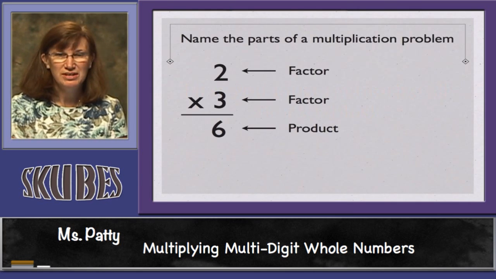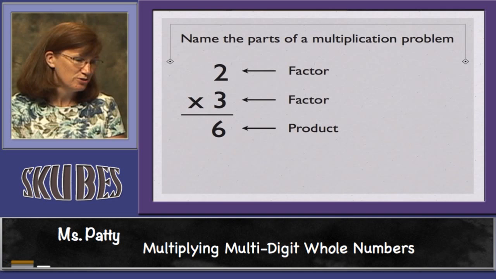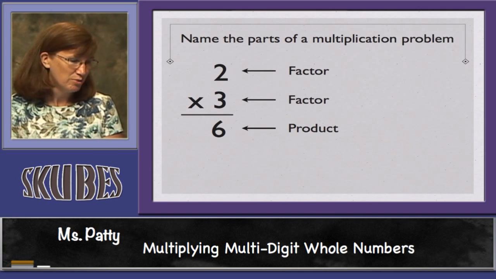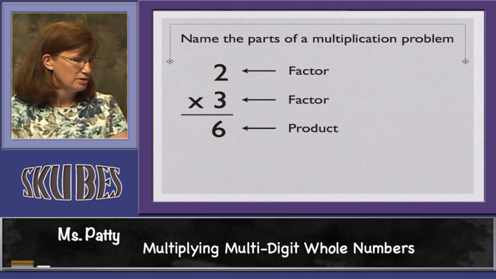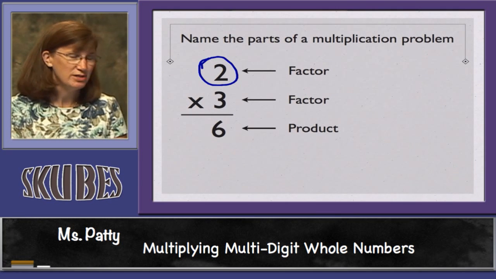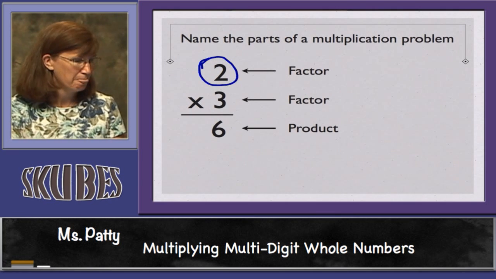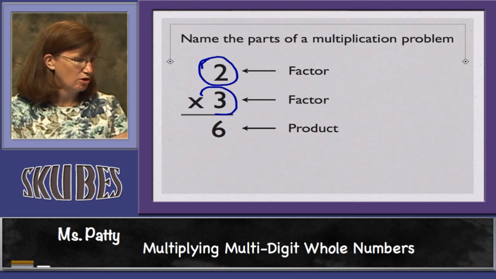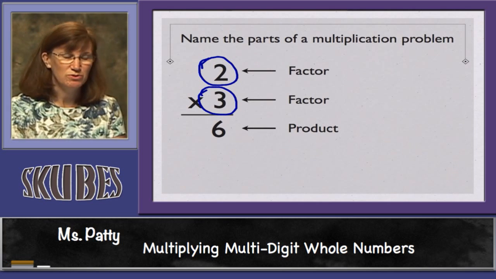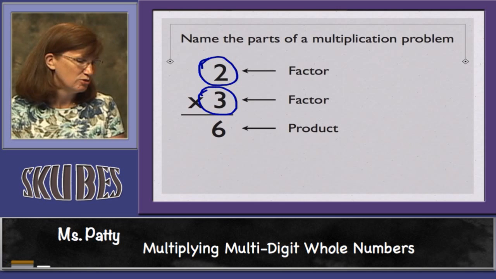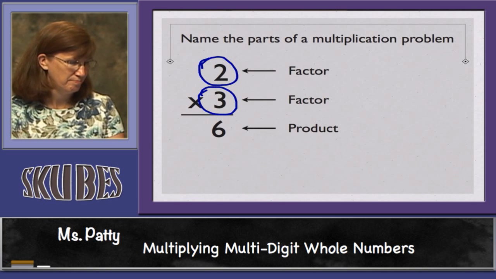We're going to start with the names of the parts of a multiplication problem. They're known as factor, factor, and product. However, they have another name, and I'm going to be using those. The number on top is known as the multiplicand. The number on the bottom is also known as the multiplier. This is the one that does most of the work. And the product is still known as the product.